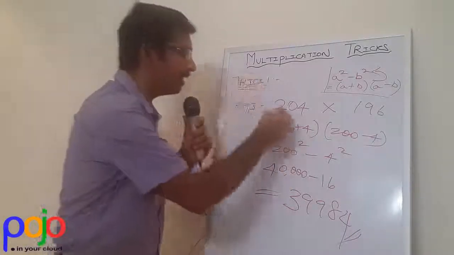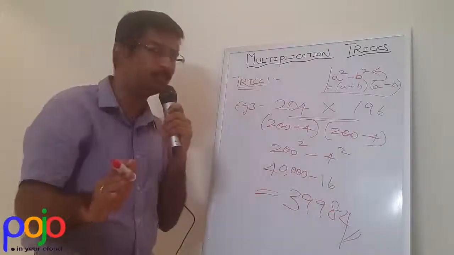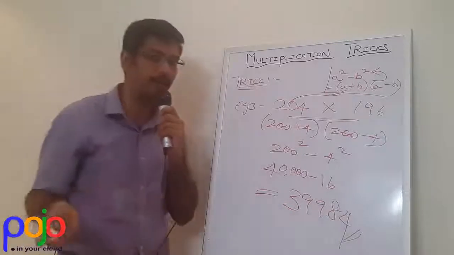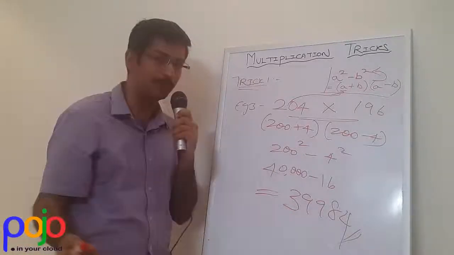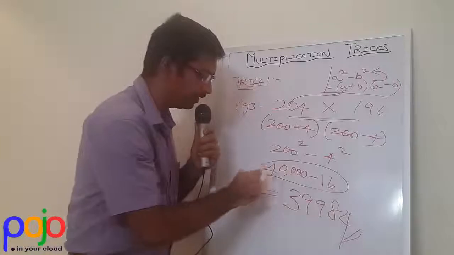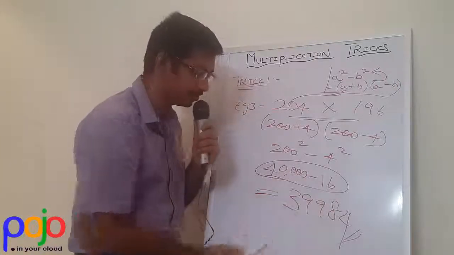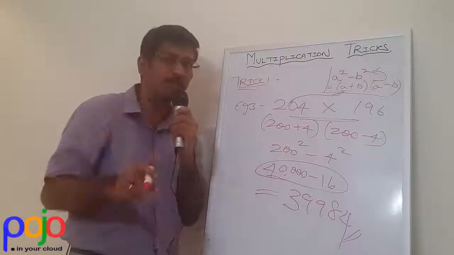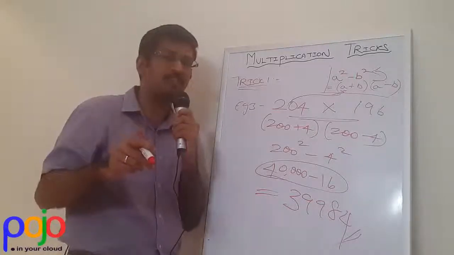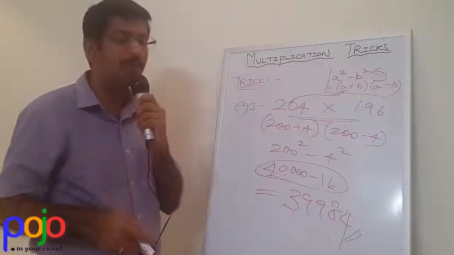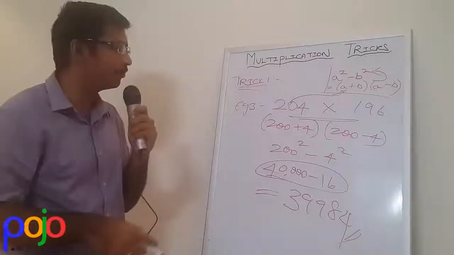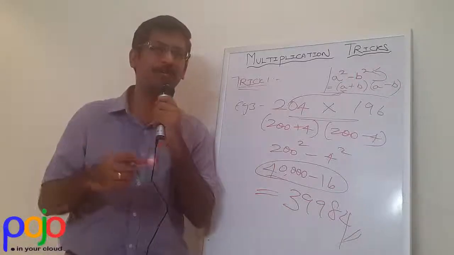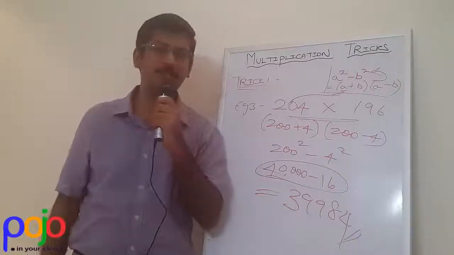So if you find any two numbers close to each other, try to use this method, that is a square minus b square, and then solve it in this way. And some of you might feel difficulty with 40,000 minus 16. It is very simple, and you're going to learn this in the subtraction section in this course. Alright, so I'm sure that you will be stunned with these tricks. I'll meet you in the trick 2 on multiplication of numbers.